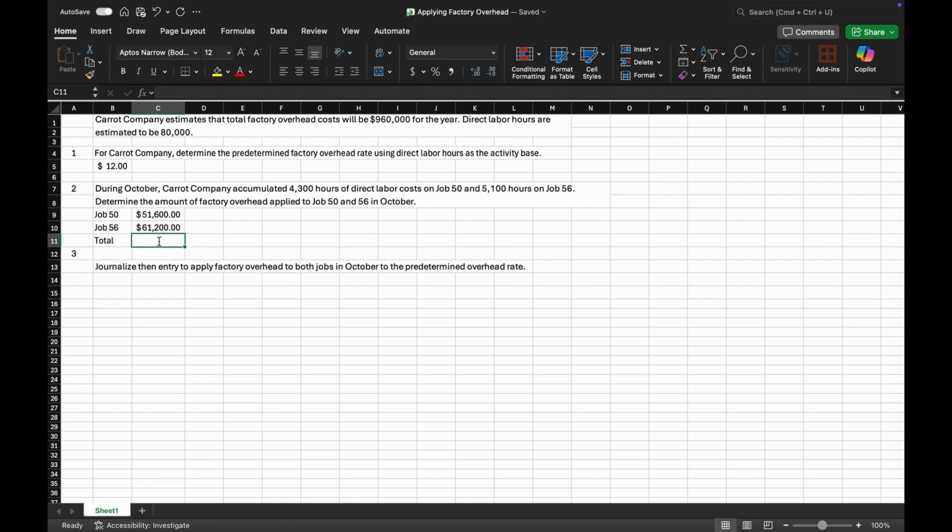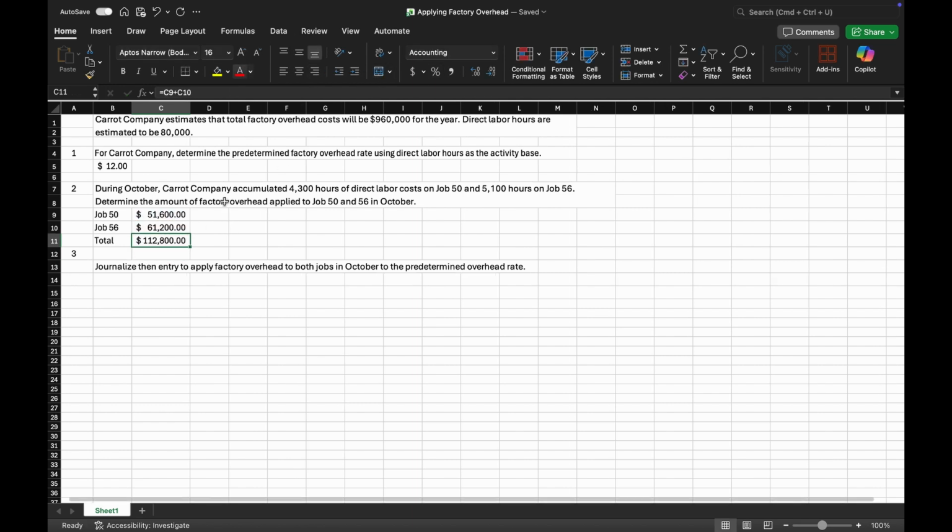Now to find the total, all we have to do is combine these two, so $51,600 plus $61,200, which comes out to a total of $112,800 for the total factory overhead applied to Job 50 and 56 in October.